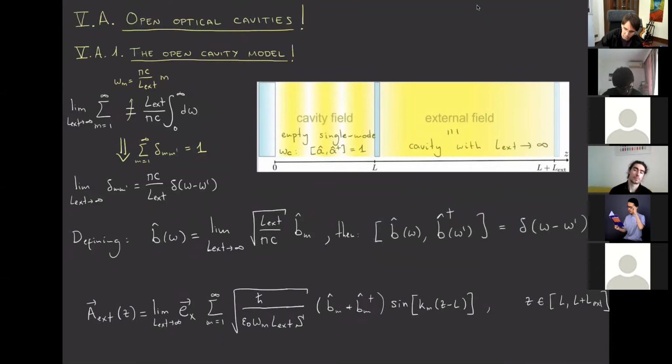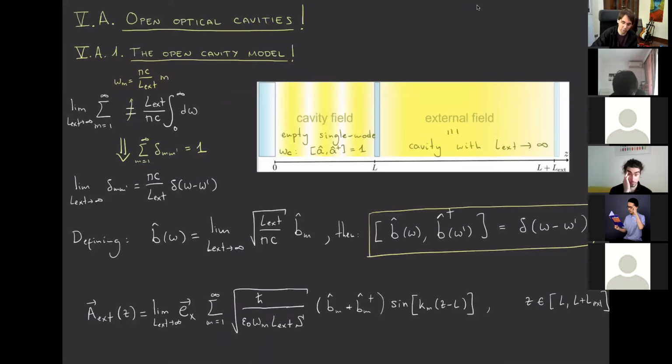But now we have a continuous version of it. So now we have commutation relations between these operators, B of omega, that now form a continuum. So now omega is a label, and this label is continuous, okay? But we know that the commutation relation between B and B dagger is a Kronecker delta, sorry, a Dirac delta of the labels omega.